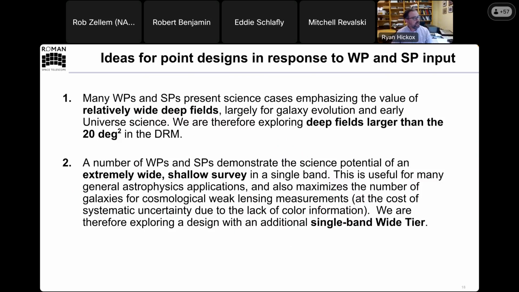One of which is that many of the white papers and science pitches emphasize the value of relatively wide, deep fields for getting large galaxy populations and populations of faint galaxies, for example, the populations of galaxies at high redshift. And so one of the things that we have been exploring extensively is deep fields larger than the 20 square degrees that were in the DRM. Not necessarily because it's required for the calibration, although of course that would help, but because there's all this other science you can do with these.